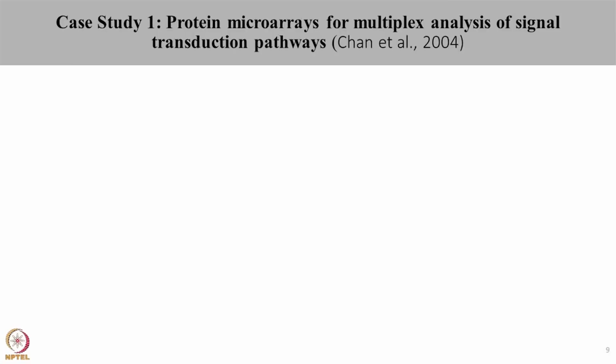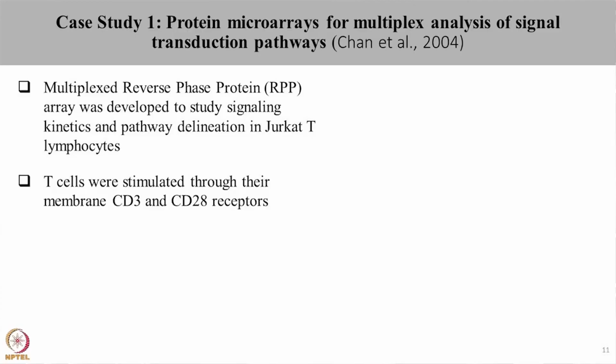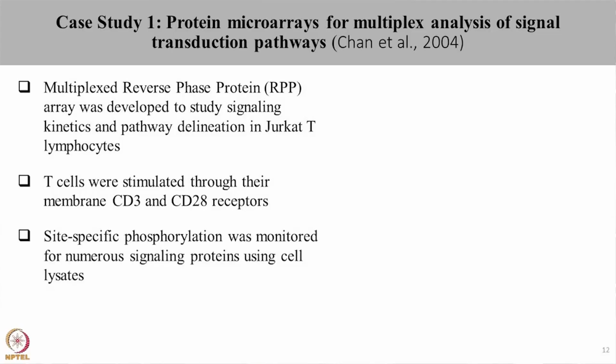So, let us start with one of the case studies where Chan et al. have used protein microarrays to understand the pathway of T lymphocytes upon activation with CD3 and CD28 antibodies. Chan et al. made a multiplexed reverse phase protein microarray, and these protein microarrays were used to study the pathways in T cells which were activated upon stimulation with CD3 and CD28 molecules. In this current study, they monitored the site specific phosphorylation of numerous signaling molecules, and they performed a time bound experiment to look into the pathways that are activated upon stimulation with the cell receptors.